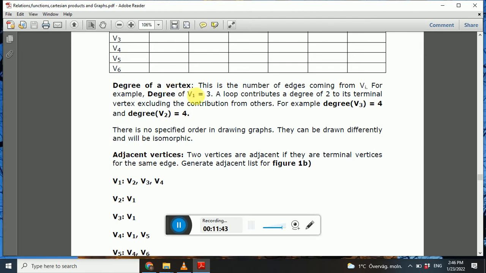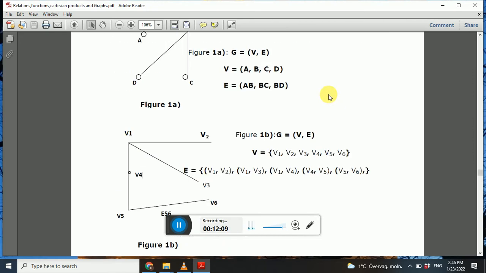Okay. Then there is another important concept here, that a loop contributes degree 2. So in this case, a loop is an edge from a vertex back to that vertex. For example, you can have an edge from V1 to V1. Okay, that will be the loop. Let me see if I can demonstrate on this graph here.